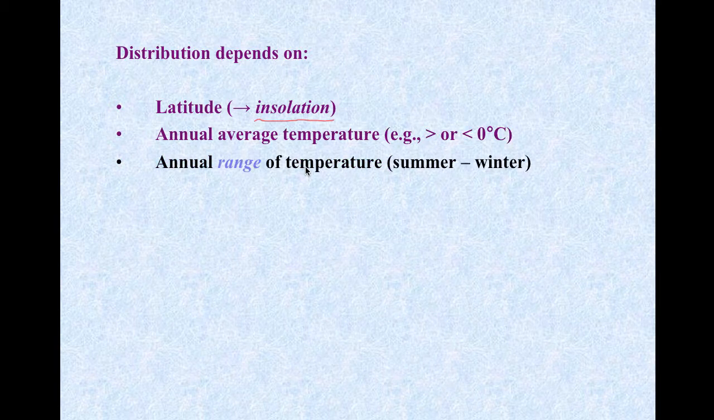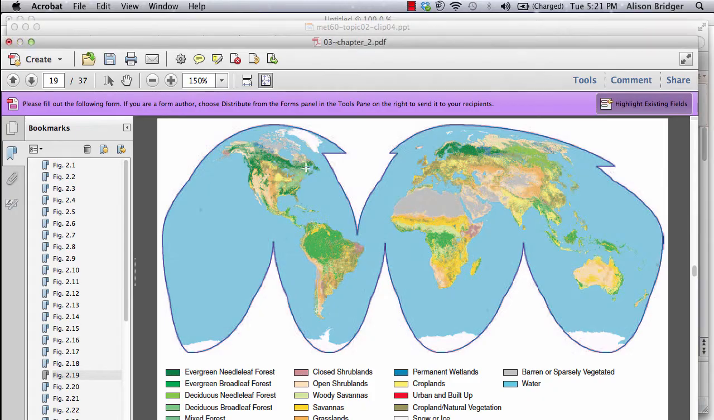Also the range of temperature matters. If we look at California, we don't have a huge temperature range from summer to winter. Versus in Minnesota, it gets up to 90 in the summer, but then down to -40 in the winter. So there's a huge range of temperatures, and plant life has to be able to succeed under those conditions. So that has an impact on what kind of plant life can grow.